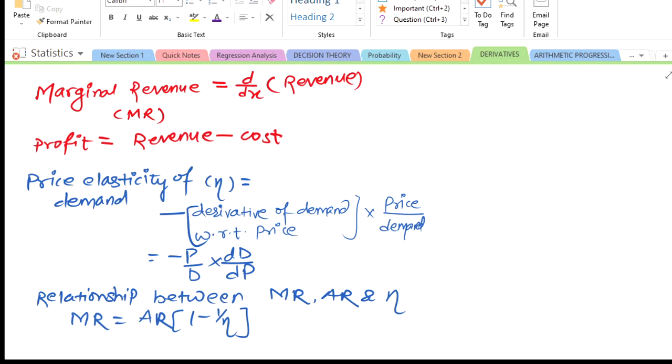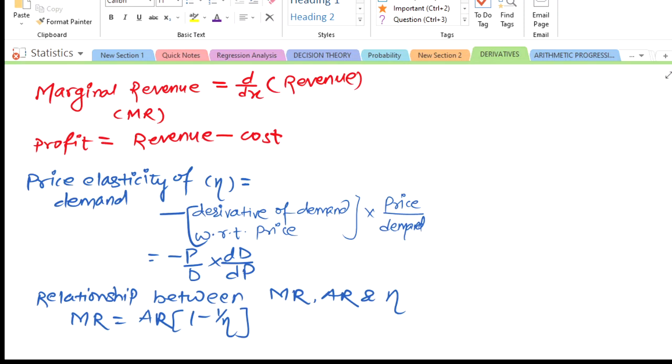Apart from the basic formulas of the addition rule, subtraction rule, division, and multiplication rule, there were some formulas from the application of derivatives. Let's recall the formula of elasticity of demand, which is equal to minus the derivative of demand with respect to price into price upon demand. In notation form, it can be represented as minus P upon D into dD by dP. The other formula is the relationship between MR, that is marginal revenue, average revenue, and elasticity of demand. So MR is equal to AR into the bracket 1 minus 1 by nu.